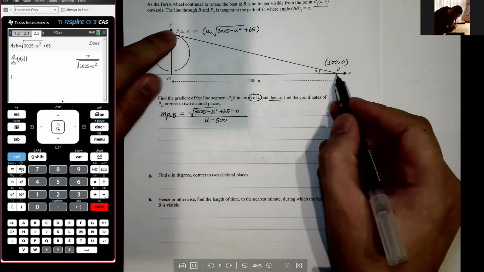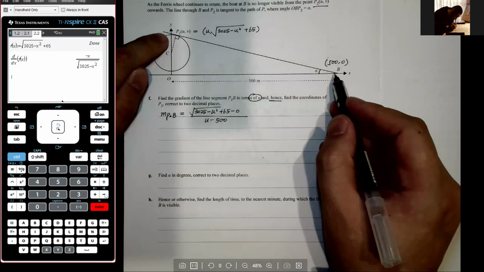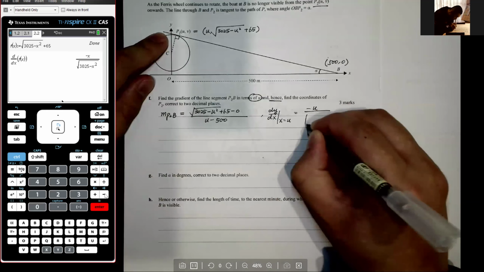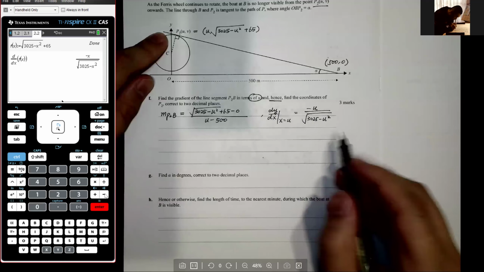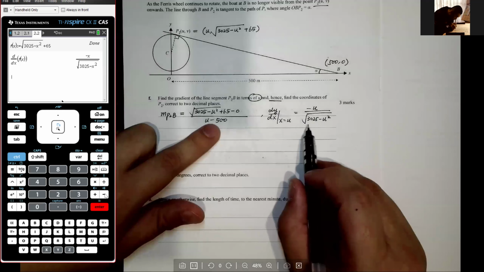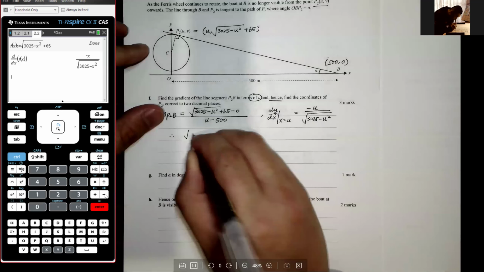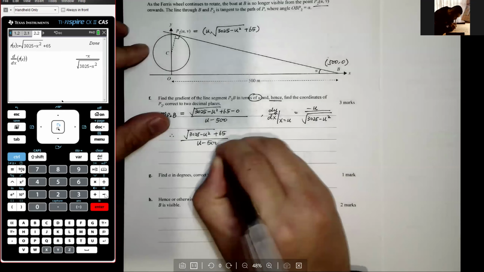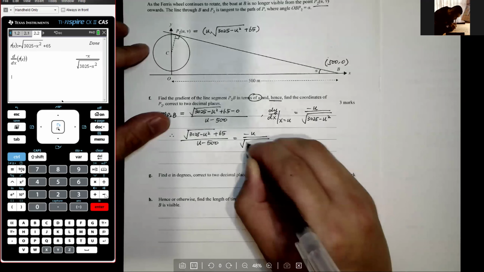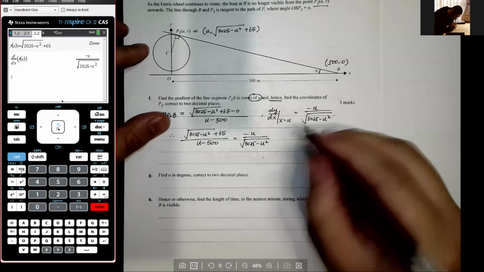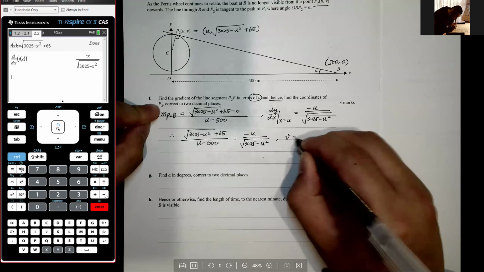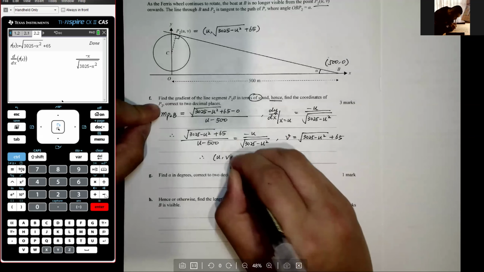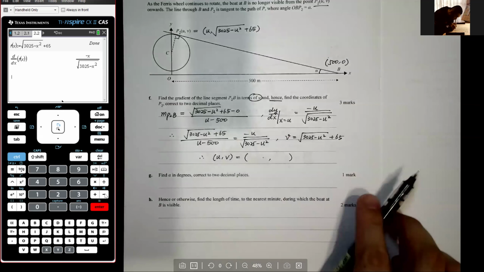So now if you have a gradient from 2 points, and these 2 points are along the tangent line, you can also say dy/dx at x equals U. That is minus U divided by square root 3025 minus U squared, okay? So these two expressions should be equal to each other because they represent the same gradient. Therefore, you have root 3025 minus U squared plus 65, divided by U minus 500, equals minus U divided by square root 3025 minus U squared. Also, because we want to find a pair of coordinates, don't forget to say V equals root 3025 minus U squared plus 65. And therefore, (U, V) is equal to something. And then we round it to 2 decimal places.